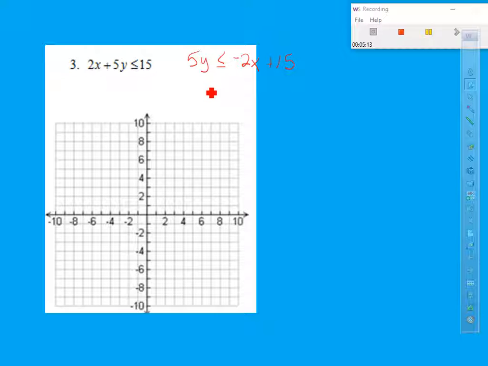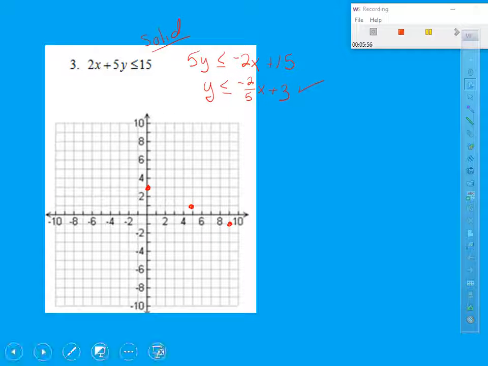And then I'm going to divide everything through by 5. So I got y is less than or equal to negative 2/5 x plus 3. So this is what I'm going to graph. I'm going to start here at 3. I'm going to apply a slope of negative 2/5, so down 2 and over 5. And then you have to decide if it's a solid or a dotted. And in this case, since it's or equal to, it is a solid.